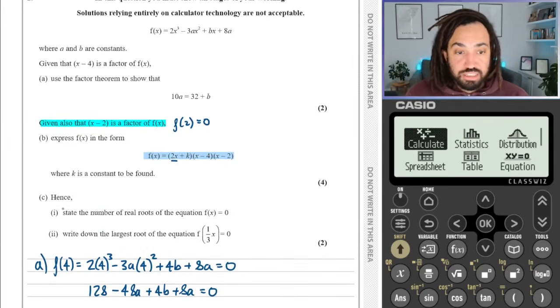Now it says, hence state the number of real roots to the equation. Well, we know that it has 3 linear factors, so therefore it will have 3 real roots. So the answer to this one is just simply 3.